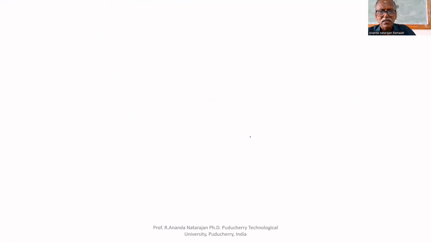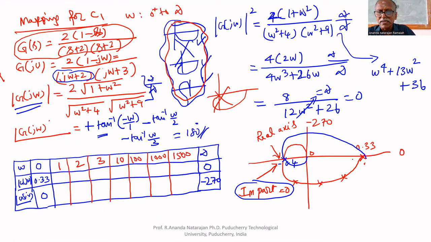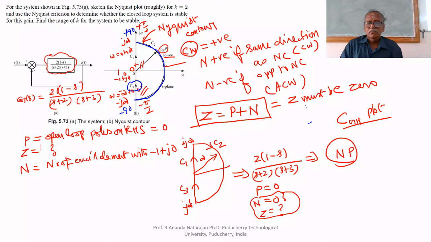So now we got the Nyquist plot. The Nyquist plot intersects the real axis at point minus 0.4. Minus 1 plus j0 is here. It doesn't encircle. Therefore, N equal to 0 for K equal to 2. N equal to 0. P also equal to 0.